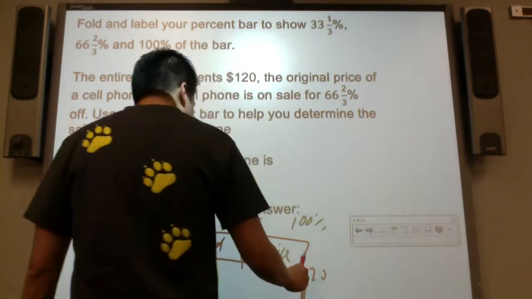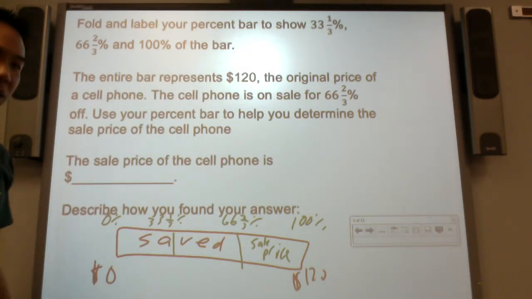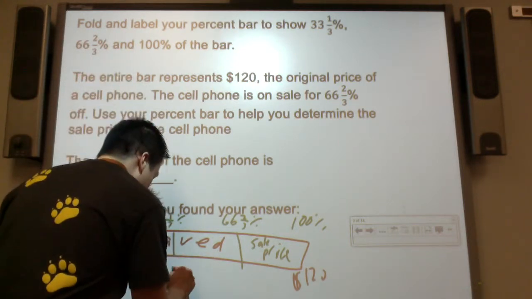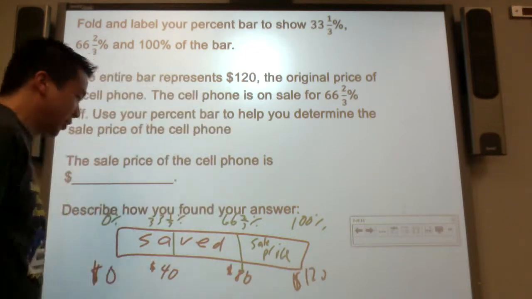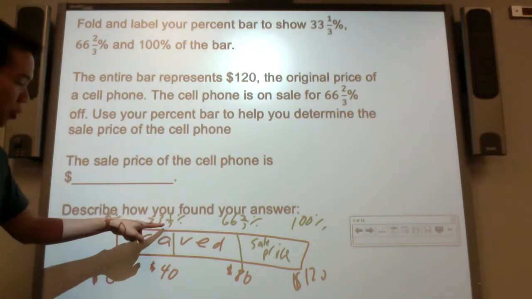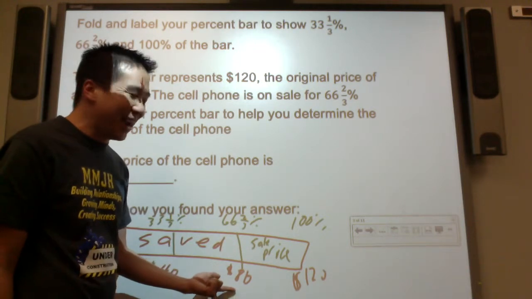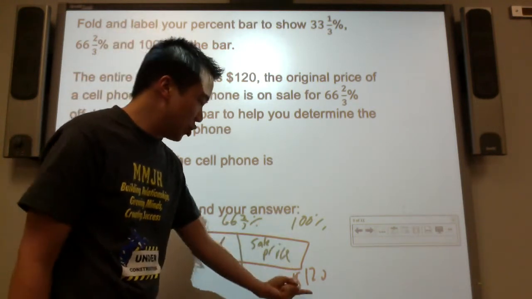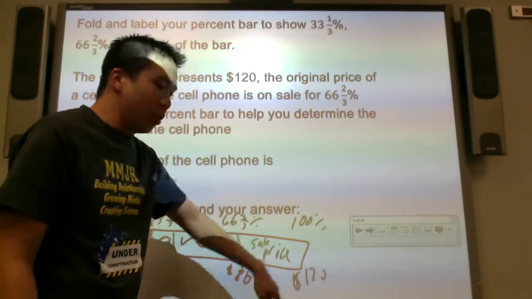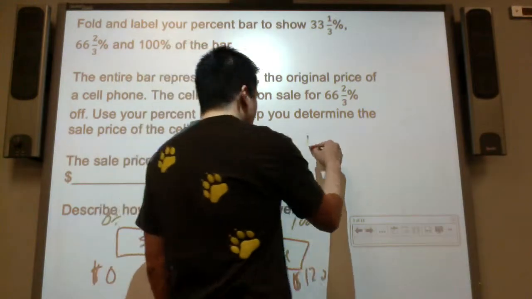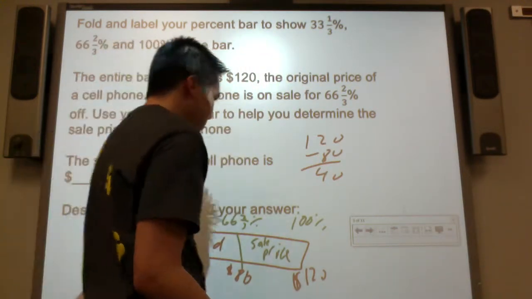So if you had $120 and you're dividing it into 3 sections, 120 divided into 3 sections, each section will be $40, $80, $120. So if you save 33 and 1/3%, that's $40 saving. 66 and 2/3 is equivalent to $80. 100% is $120. So I saved $80 for a phone that costs $120. So 120 minus $80 saving, the phone will cost $40.